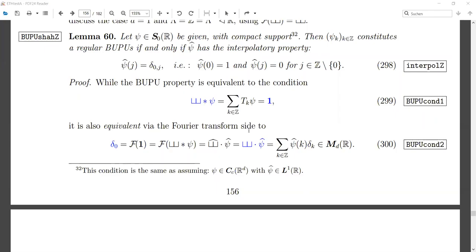Now, to claim that this is going into this is of course that the Fourier transform, well, maybe I'm writing the proof. I'm saying that, well, this is the Fourier transform of one. One can be written as a convolution product by assumption. The Fourier transform converts convolution into pointwise multiplication.